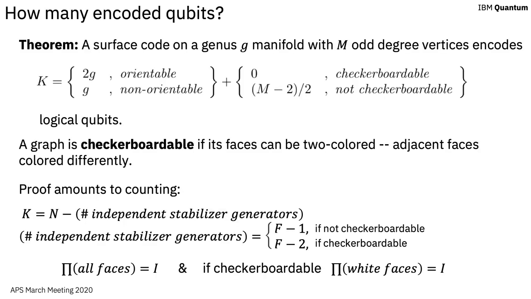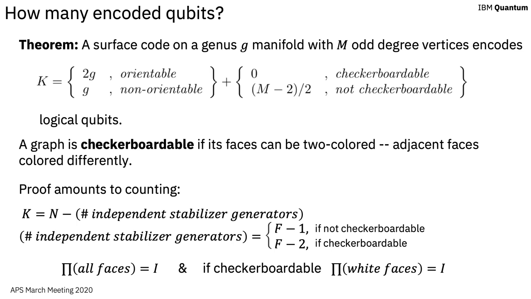Okay, so I've told you how to build your surface codes using these cyclically anti-commuting lists and some embedded graph. And now the question is, what are the properties of those codes? How many qubits does it encode? What is the code distance? We'll take care of the number of encoded qubits here. This theorem tells us k, the number of encoded qubits, based on properties of the surface, whether it's orientable or non-orientable, its genus, the number of odd degree vertices in the graph, and whether or not the graph is what we call checkerboardable. We say a graph is checkerboardable if its faces can be two-colored, and of course, adjacent faces sharing an edge have to be colored differently.